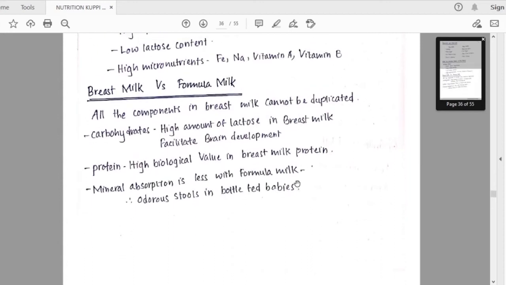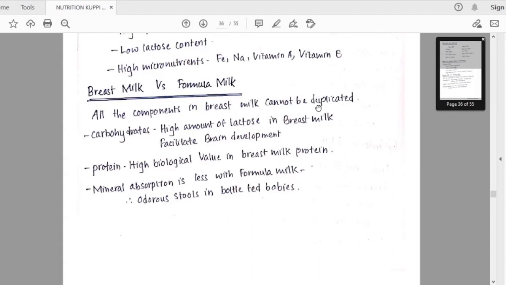Now breast milk versus formula milk. This is generally a much debated topic. All the components in breast milk cannot be duplicated. The immunoglobulins and lactoferrins and all these components in breast milk, we cannot produce artificially and put into formula milk. Therefore breast milk is far superior to formula milk.